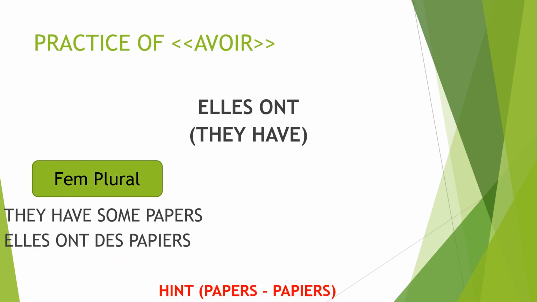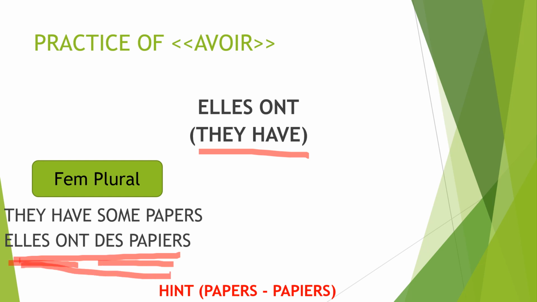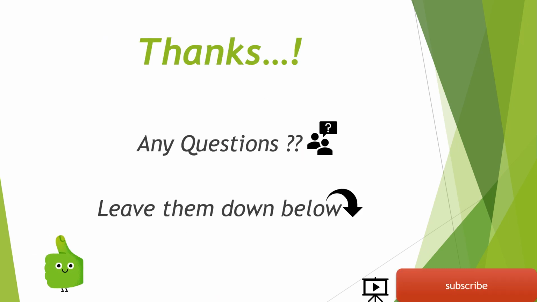Now here, elles ont. They have. This will only be used when you are talking about a group of only women and girls, so the gender is only feminine. If you want to tell someone that a group of women, ladies or girls have some papers, you will say elles ont des papiers. They have some papers.